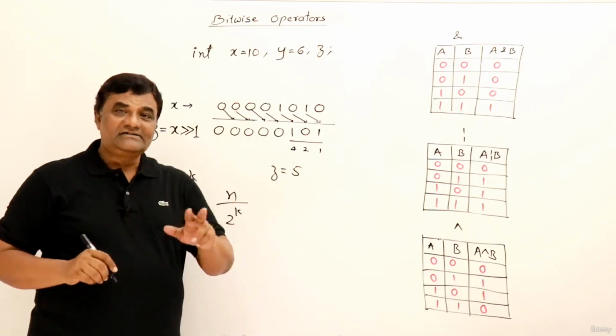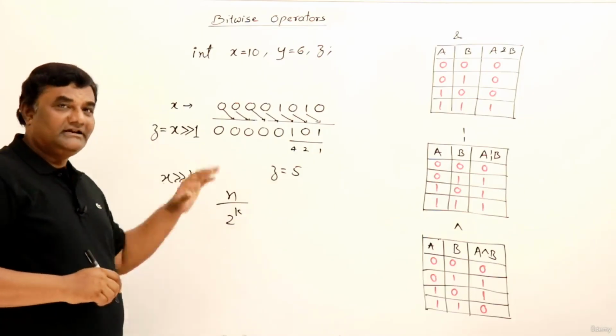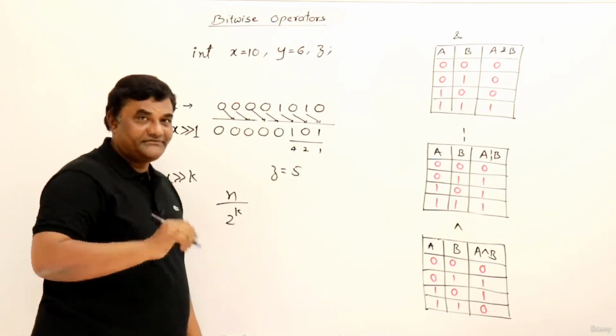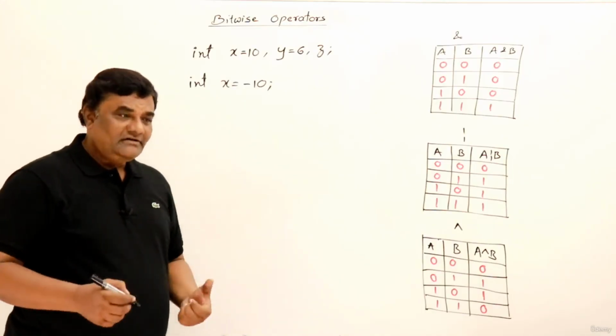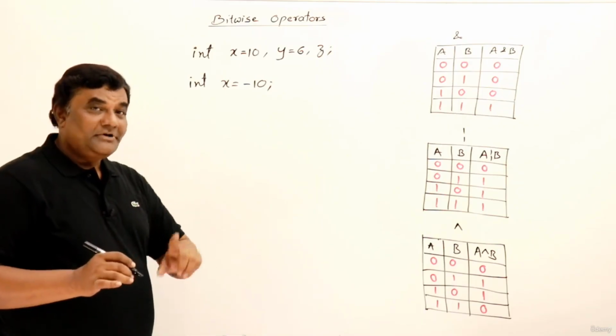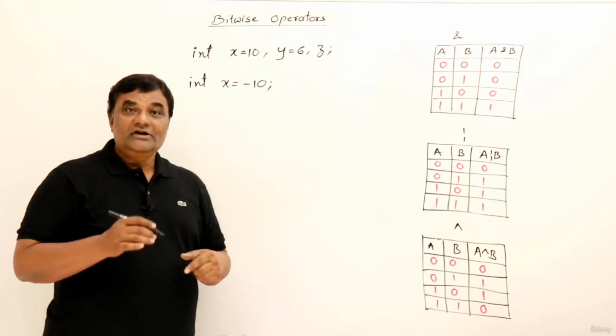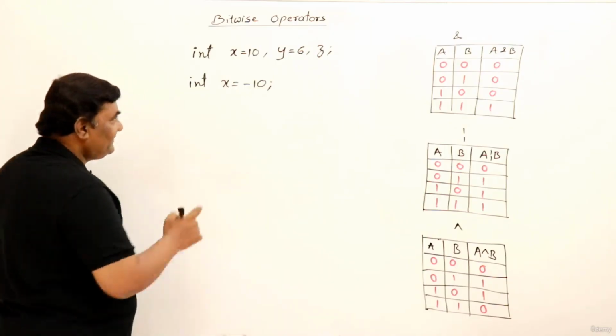Now let us look at unsigned right shift. For that I will remove this and take a different example. Suppose the number is minus 10, negative 10. First of all, let us know how it is represented in memory, because negative numbers are represented in 2's complement form. Alright, so let us see how it is represented.